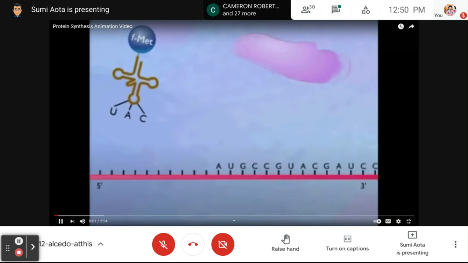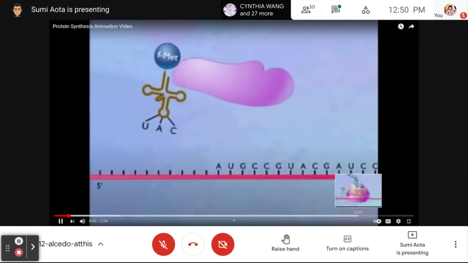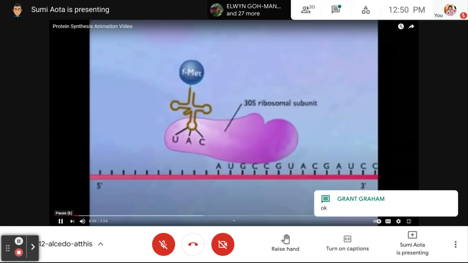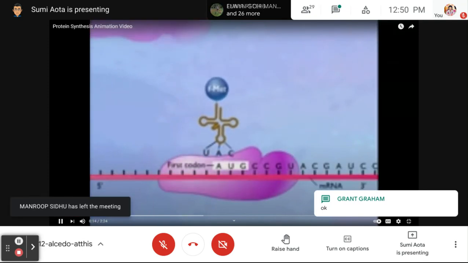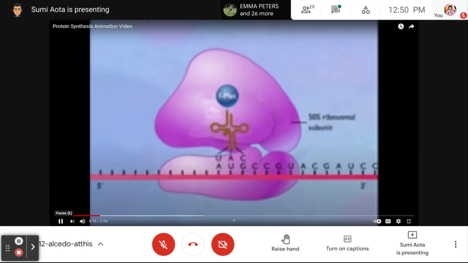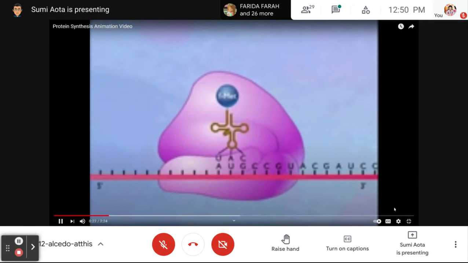In prokaryotic cells, translation is initiated by formation of an initiation complex consisting of the 30S ribosomal subunit, formal methionine tRNA, and messenger RNA. The 50S ribosomal subunit then joins the complex. Proteins called initiation factors are also involved, but are not shown.